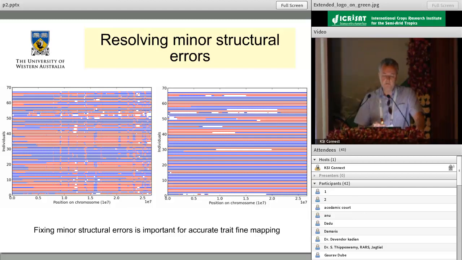And this, as you can imagine, is really crucial. If you're doing fine trait mapping, if you want to get down to a particular candidate gene and you've got all these markers in the area, it doesn't matter how many markers you've got, you really need to have your reference genome be reasonably accurate in that area, because otherwise it's just going to throw you off.